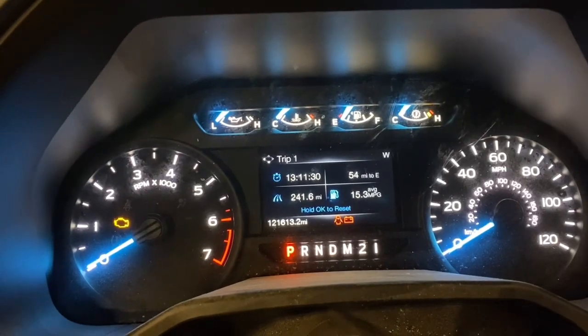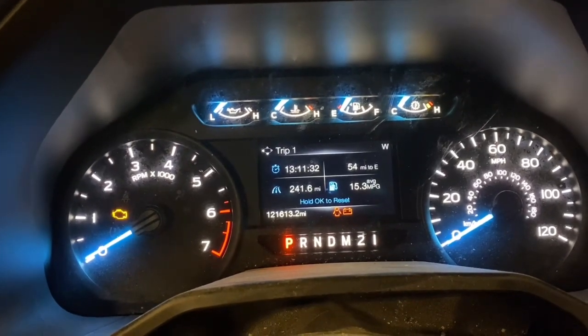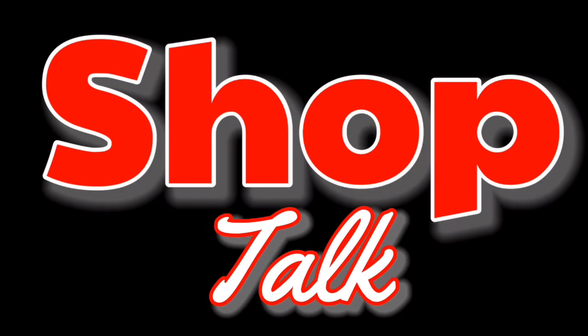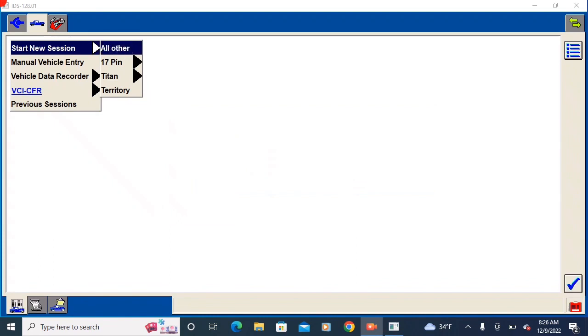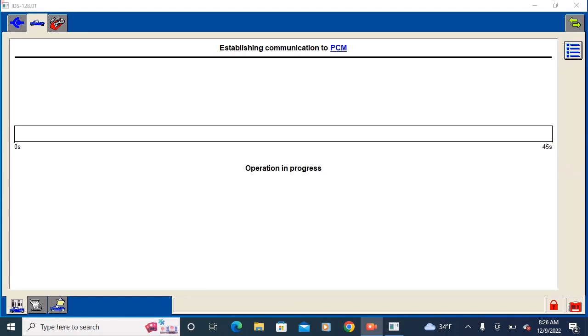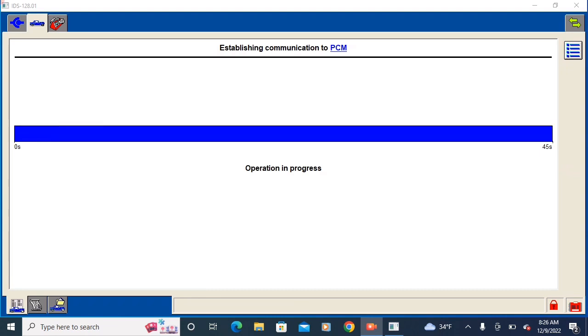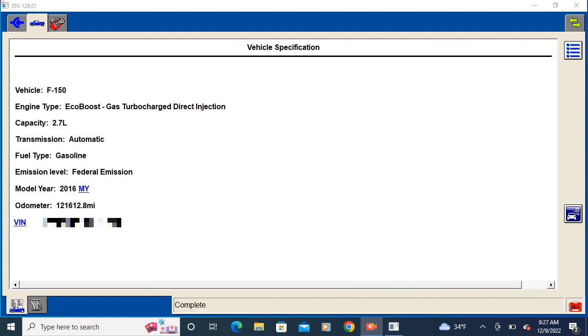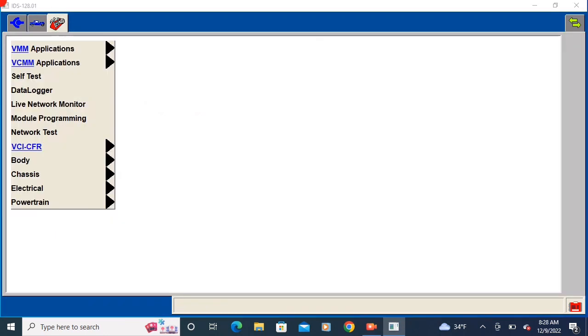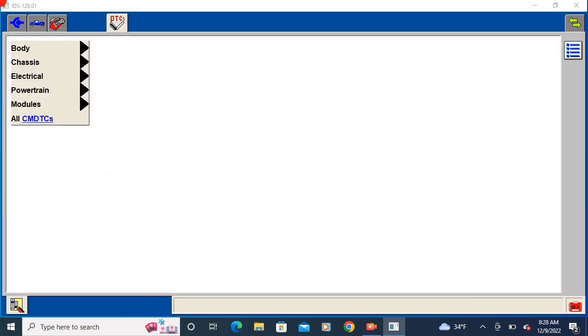Today in the shop we're diagnosing a 2016 F-150 that's running rough. While driving this truck into the shop today, it felt like it had a dead miss on one of the cylinders. I'm going to start diagnosis by pulling all the codes on this vehicle, using Ford's IDS scan tool. We have a 2016 Ford F-150 with a 2.7 liter EcoBoost engine and looks like 121,000 miles on it. Let's go ahead and pull all the codes on this and see what that shows.